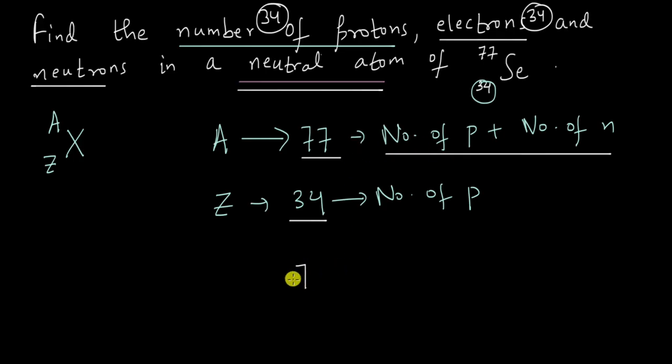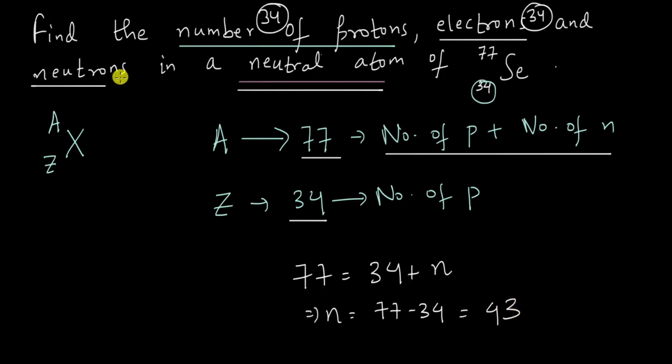So we have 77 equals the number of protons, which we know is 34, plus the number of neutrons, that is what we want. So the number of neutrons is 77 minus 34, which equals 43. So we have 43 neutrons. So in this way, we can go the other way around as well. Using the element symbol, we can find the atomic number and the mass number.